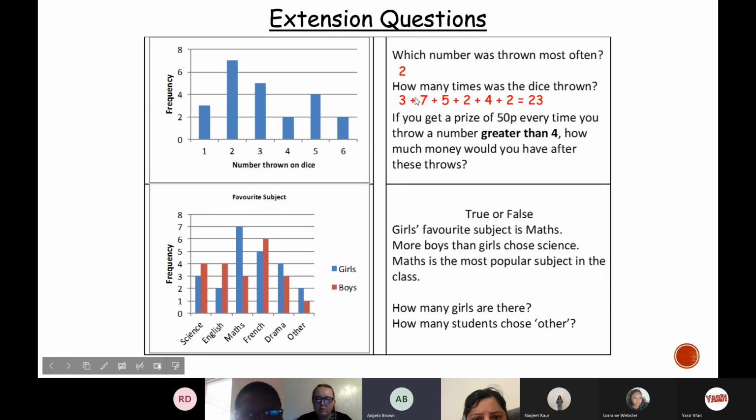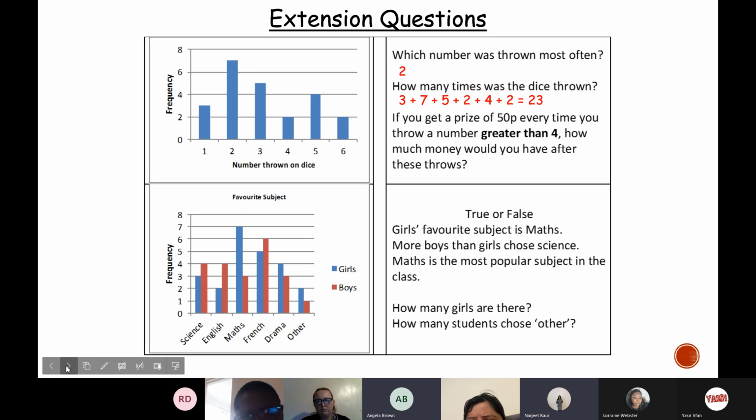Oh, sorry, I've misread the question. How many times was the dice thrown? So it was thrown 3 times there, 7 times there for that number. For the number 3, it was thrown 5 times, twice, 4 times, and twice. And if you add them all up together, 23. So it's quite easy to misread the question. I misread it as going from the previous question.